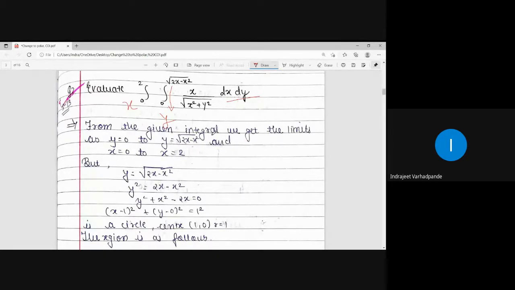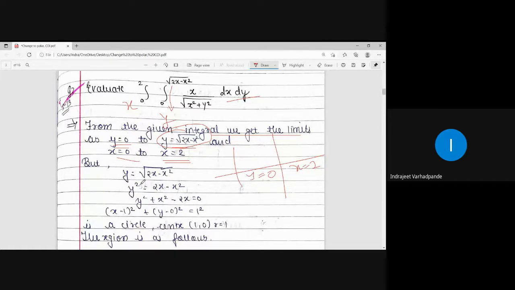So from the given integral, we get the limits as y equal to 0 to y equal to under root of 2x minus x square, and x equal to 0 to x equal to 2. X equal to 0 is nothing but the y-axis. X equal to 2 is the line parallel to the y-axis intersecting at coordinate 2, 0. Y equal to 0 means the x-axis. Only I have to interpret this. I think it will get converted to a circle, right?